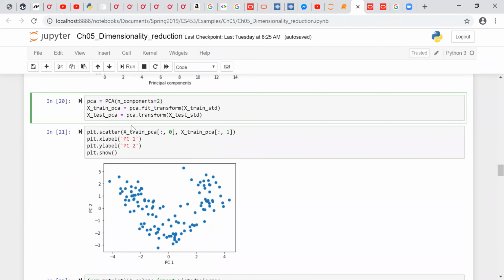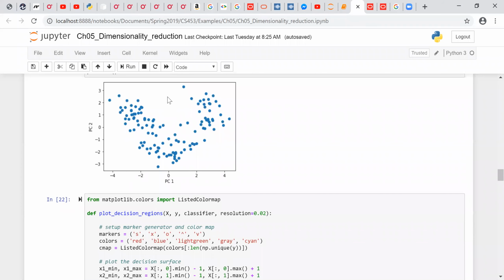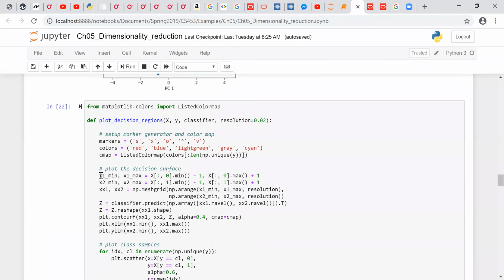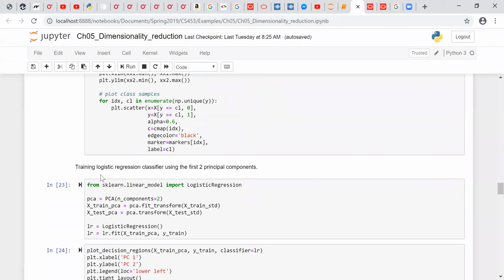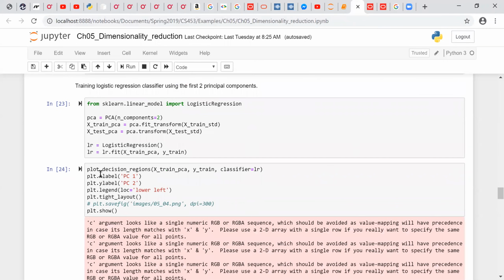For your PCA calculations, you can also specify the number of components you want to apply. In this case, I'm going to pick 2 components, and here it shows the result. With PCA, the goal here is to reduce the number of features.